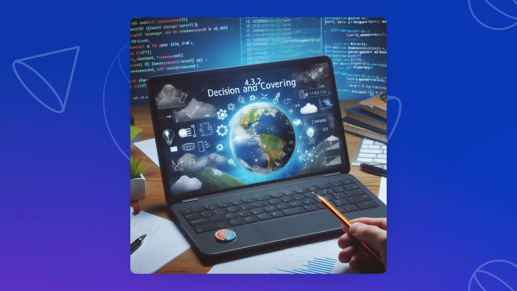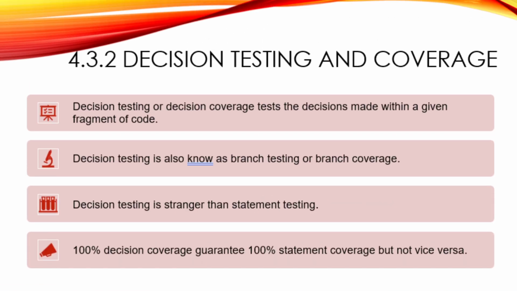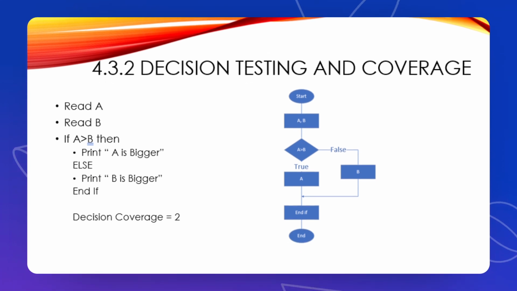In section 4.3.2 we have decision testing and coverage. You already know that decision testing or decision coverage tests the decisions made within the given fragment of code. Decision testing is also known as branch testing or branch coverage. Decision testing is stronger than statement testing. Remember that 100% decision coverage guarantees 100% statement coverage, but not vice versa. Here you can see the example.